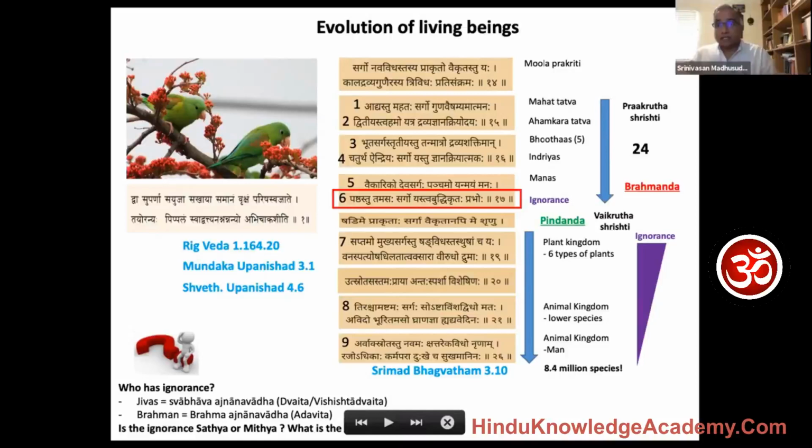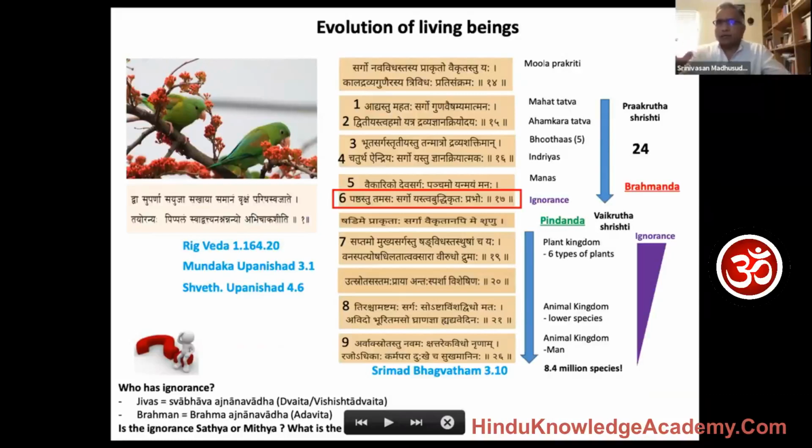Then in the 8th stage, animal species were created, lower species initially. And in the 9th stage of creation, man was created. So the bringing about of living beings started from microbials, and it evolved in different stages. Finally, it became man. Man was created. Okay. So that is the appearance of the living beings. Now, the concept of ignorance, as I said, was created in the 6th stage.